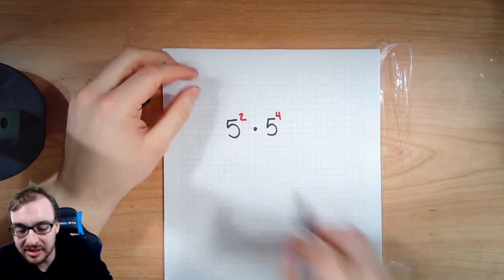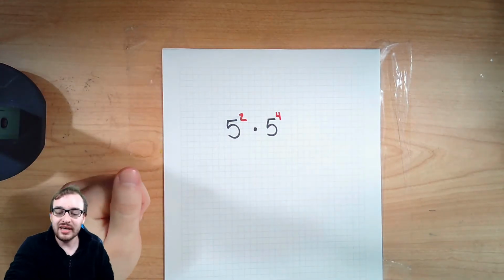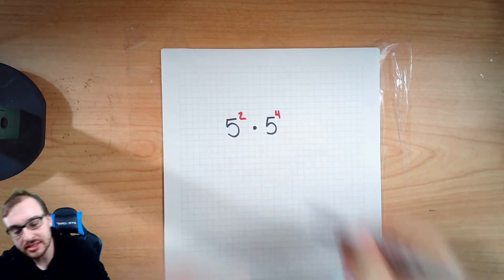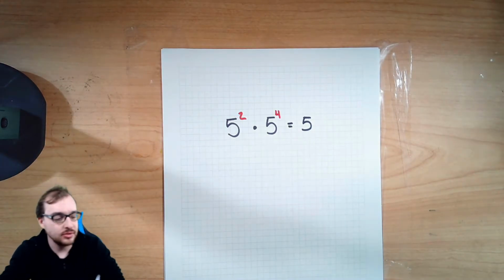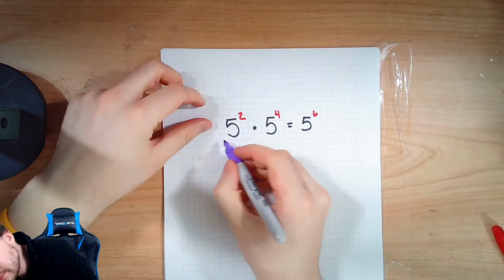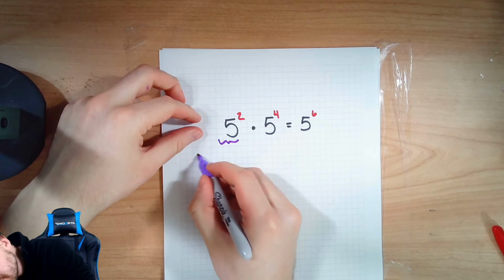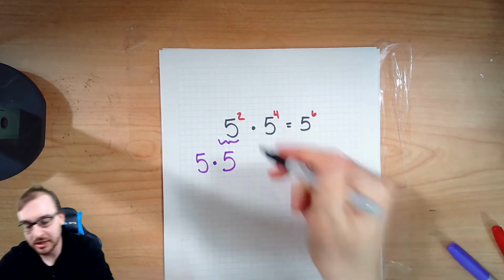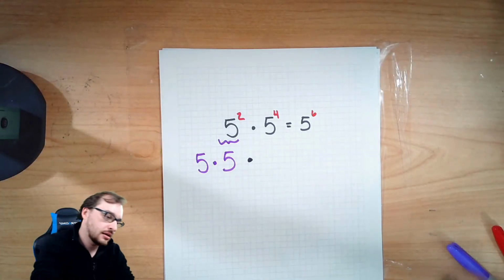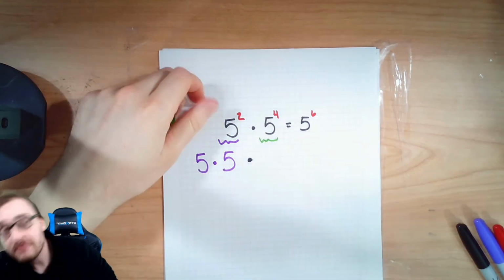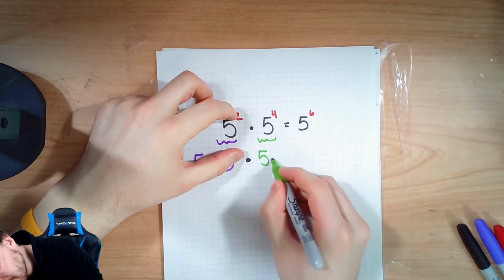Well, because these are both the same base, we can add these exponents. That's what they're going to tell you, right? And you get 5 to the 6th. But why is that? Why does this equal 5 to the 6th? Well, if you think logically, you can see why. 5 squared, this guy right here, is just 5 times itself twice, right? And then we have a multiplication symbol here. And then 5 to the 4th is just going to be 5 times itself 4 times.